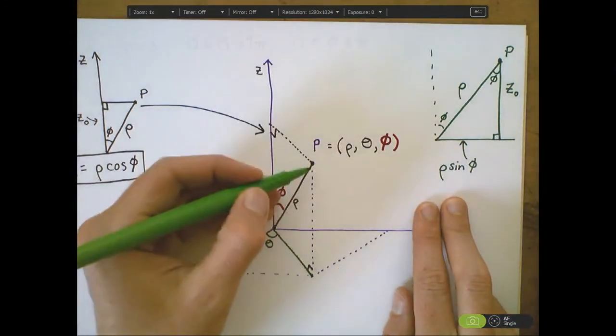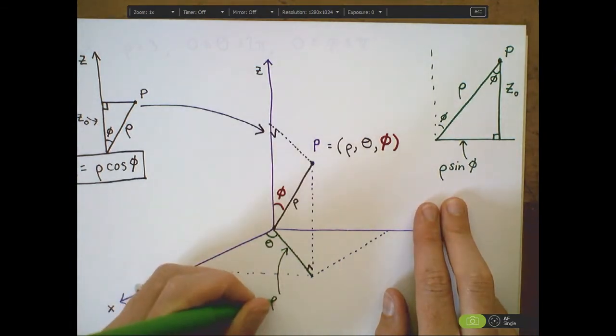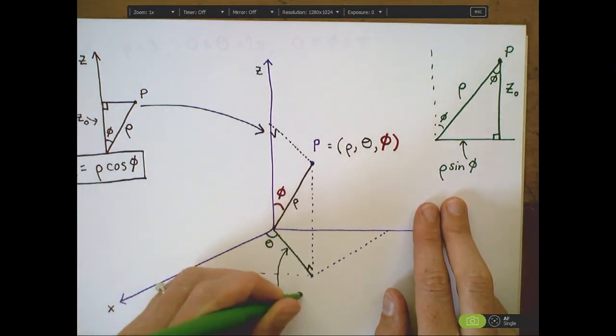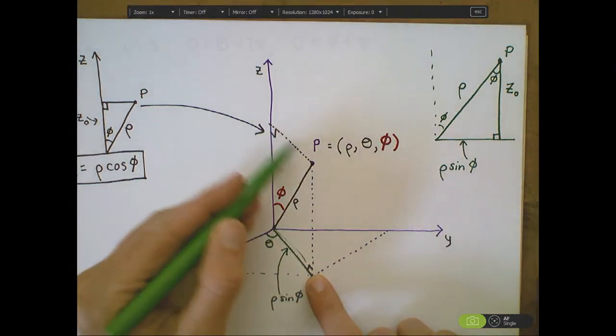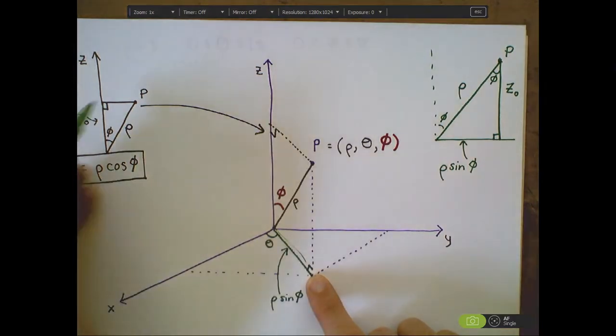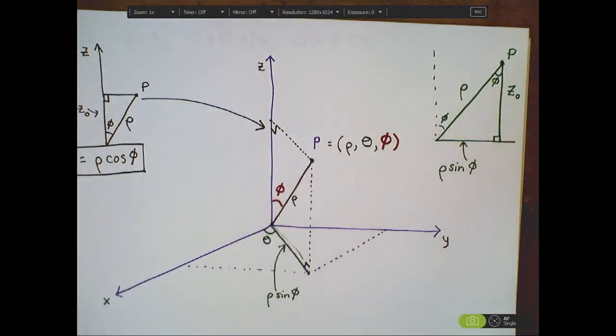But it means that the projection down here is rho times the sine of phi. This length right here is the same length as the length along the top up here of this triangle, because these two triangles sort of meet together to have this side length of rho.